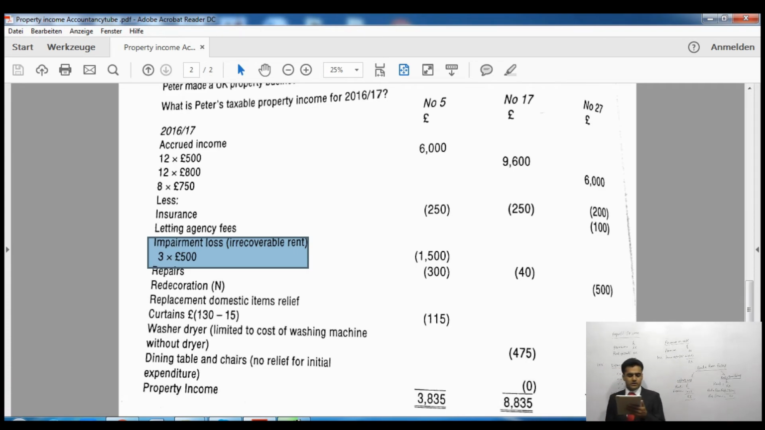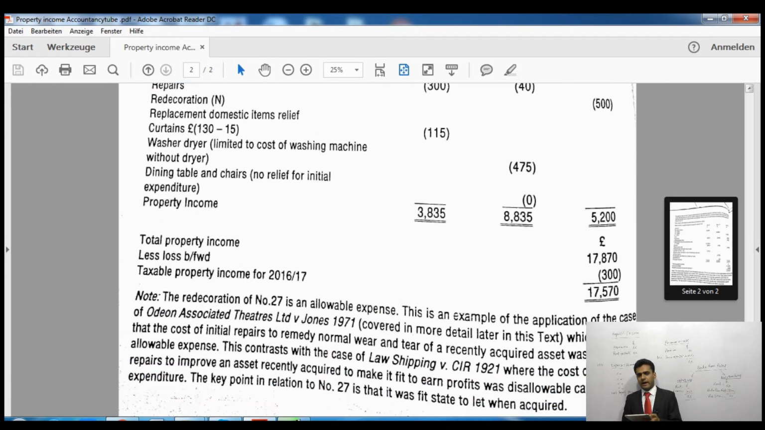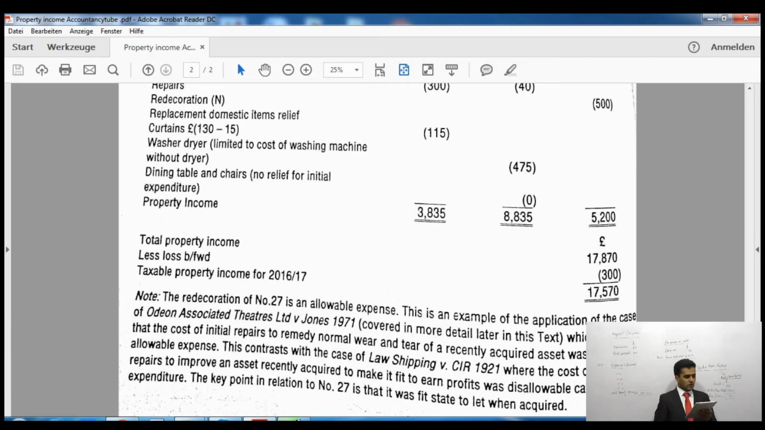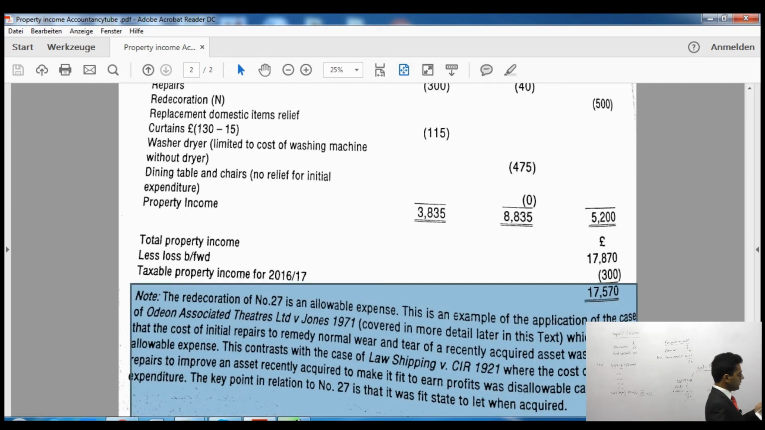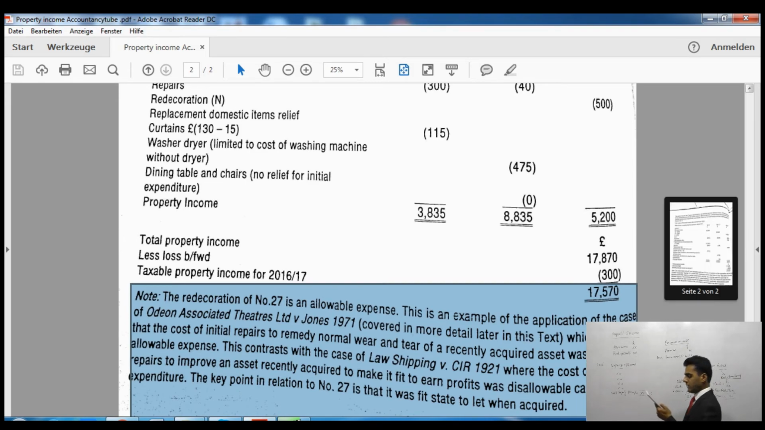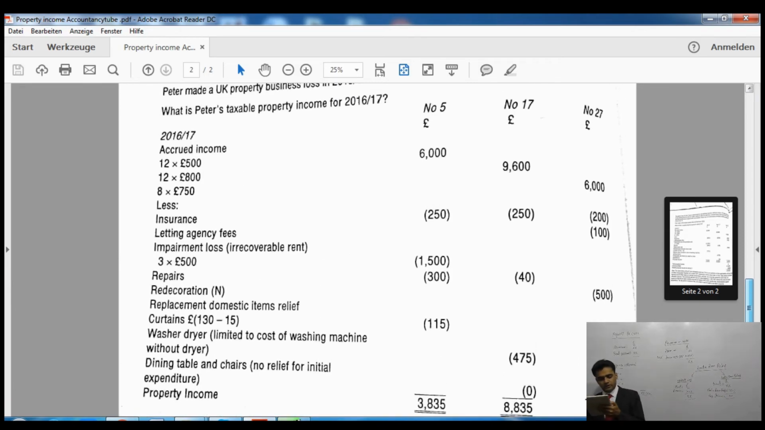Now then we can deduct the repairs. Then it says redecoration. Now redecoration expenses have already been deducted. There are some complex rules on redecoration. The examiner won't examine in that much detail, so just deduct these redecoration expenses and don't read the notes beneath this solution. Don't read the notes because they are very complex. You won't understand it anyway, and there is no need to understand it in order to pass this exam.